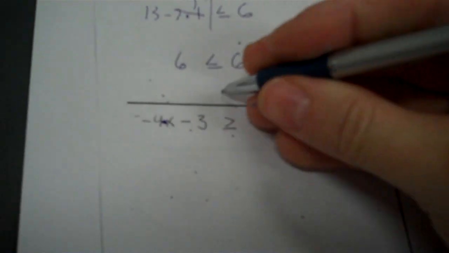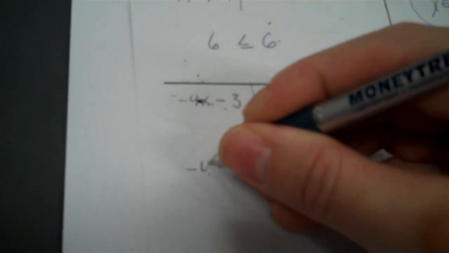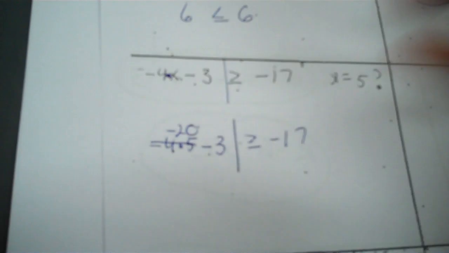Okay, negative 4 times x minus 3 is greater than or equal to negative 17. So on this side of the inequality, you substitute 5 in for x. So you have negative 4 times 5 minus 3 greater than or equal to negative 17. First we're going to multiply these two. That's going to be negative 20. And then we take negative 20 minus 3, which is negative 23.